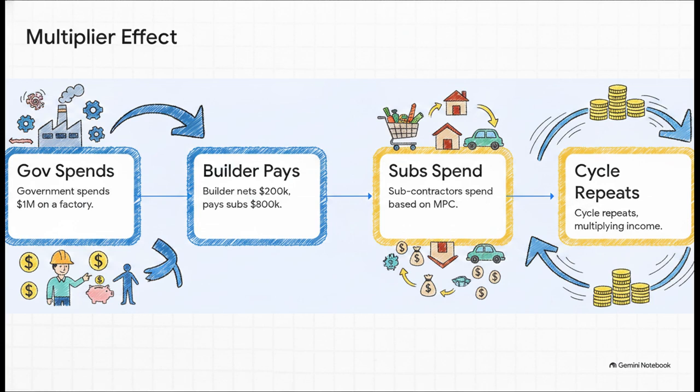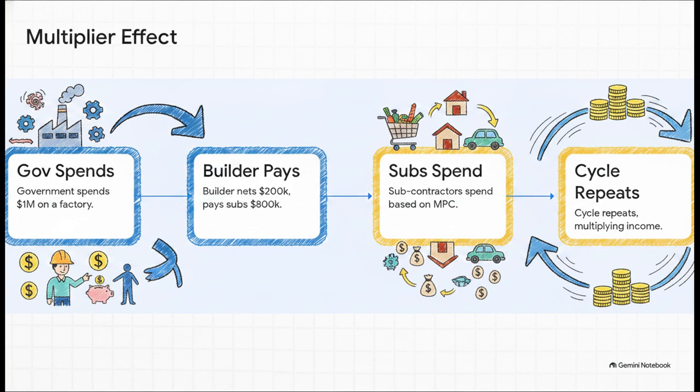All right, let's make this abstract formula tangible. Let's follow the money. Imagine this. The government decides to spend $1 million to build a new factory. The main builder takes that million, nets $200,000 in income for themselves, and then pays subcontractors the remaining $800,000.